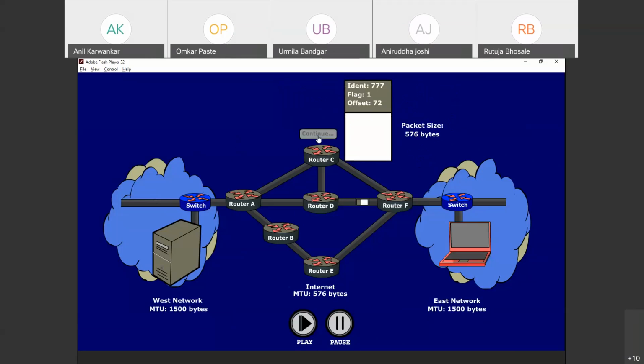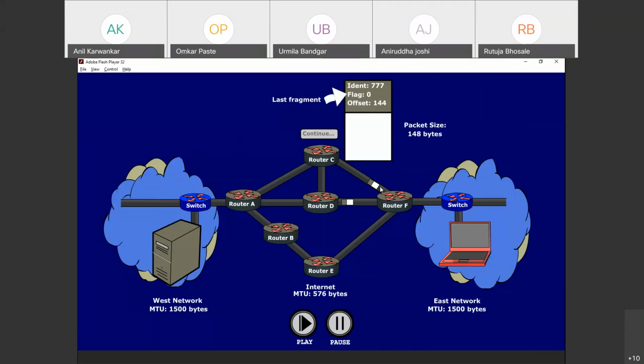Make your concept here very clear. The identification number remains the same. The offset provides us the packet size. From 1300 bytes, we have three different packets. The first will have an offset of 72. The second will have an offset of 144. So the packet size will be 148 bytes. That means the path for the packet from switch to router F to router C will be 148 bytes. That will be the packet size.